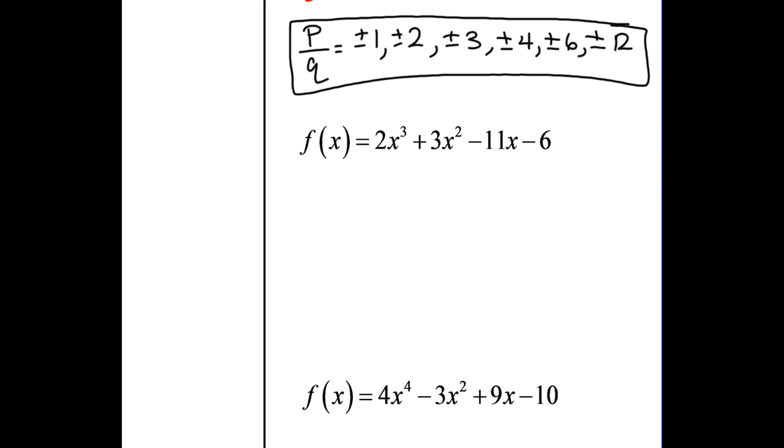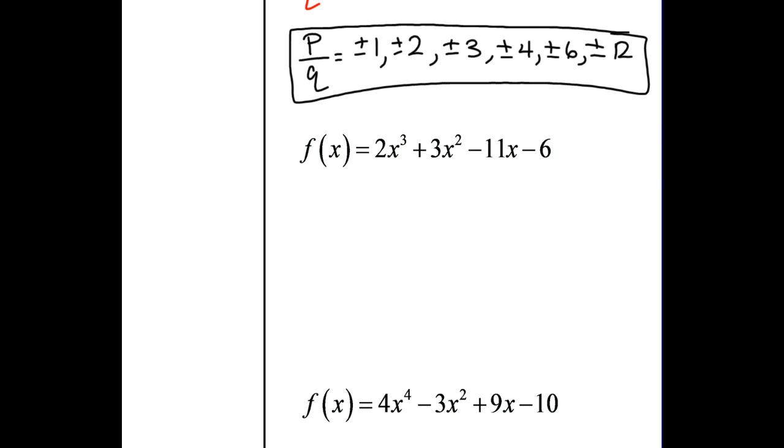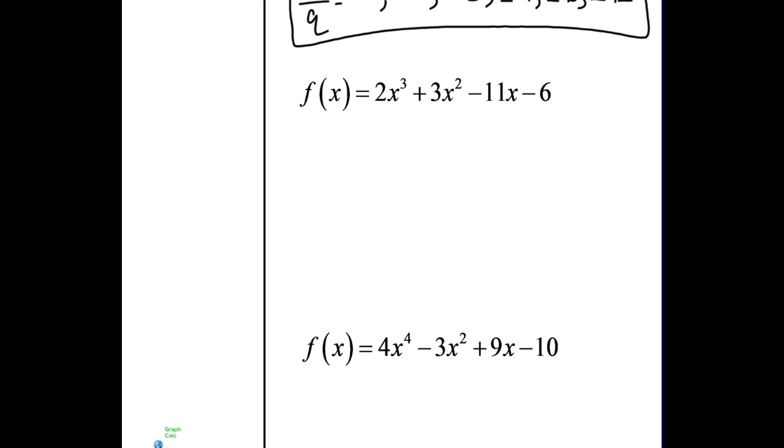All right, let's look at another example where we're not given a 1 for our q's. For our p's, we're going to look at this negative 6. But remember, we're going to do positive or negative for all of them. So it's plus or minus 1, plus or minus 2, plus or minus 3, and plus or minus 6. Those are all my possible numbers that multiply to get negative 6. Now we look at our leading coefficient, which in this case is 2, so our q's are plus or minus 1 or plus or minus 2.